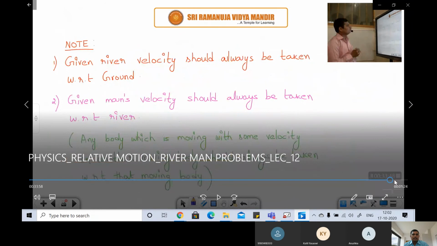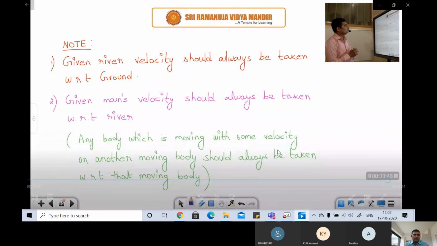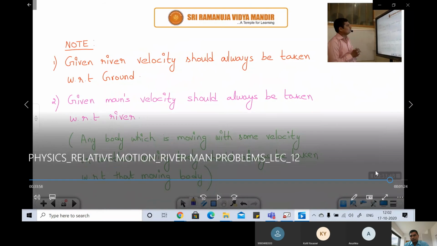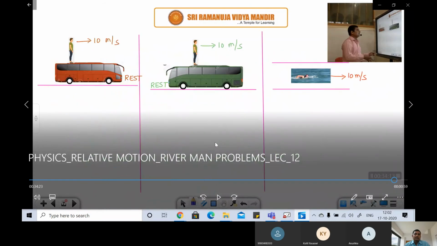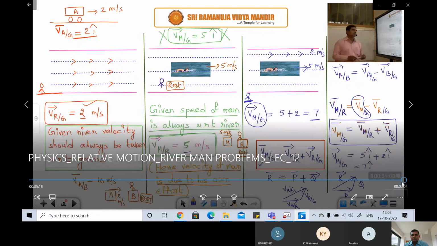Okay. Here I wrote some important points. Given river velocity should always be taken with respect to ground. Given man's velocity should always be taken with respect to river. And here this green color point is very important. Any body which is moving with some velocity on another moving body should always be taken with respect to that moving body. This I'll explain. This is a very important phenomenon, where a body is moving on another moving body. Right now the bus is moving and the man is also moving. How to take it? Of course, the bus is at rest here, but there is one more case where the bus is also moving.